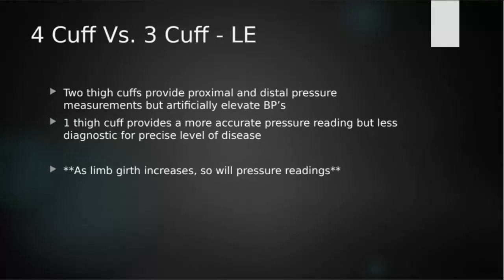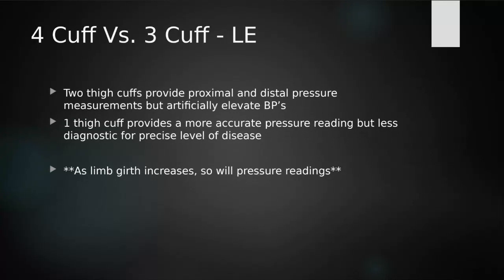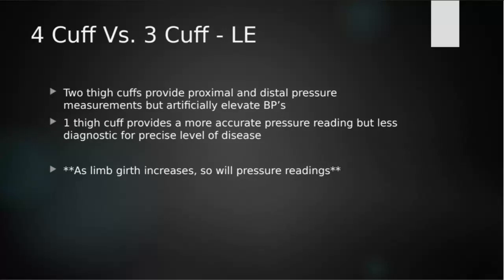Also, as our limb girth increases, so the thicker our thigh becomes, the more pressure we are going to have to apply to those cuffs. So our pressure readings are going to increase as well. You have to think about how much force is needed to compress an artery. So now if you have an abnormally thickened thigh or a really, really super thick thigh, you're going to need even more pressure to get through that soft tissue to compress the artery. So it's not going to necessarily mean that there's disease occurring. We just need to anticipate that we're going to see higher pressure readings.